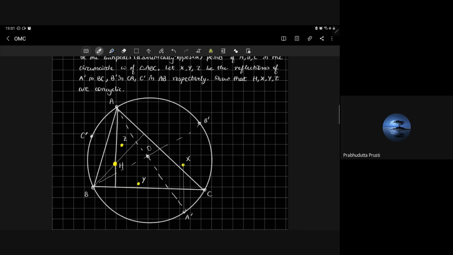So the problem asks us to show that H, X, Y, and Z are concyclic. This is a little bit strange because how do you relate X and Y? They are defined kind of differently. It's the reflection of B over AC and A prime over BC. Any ideas?